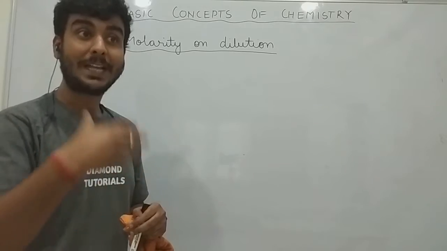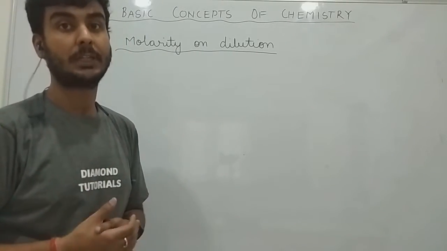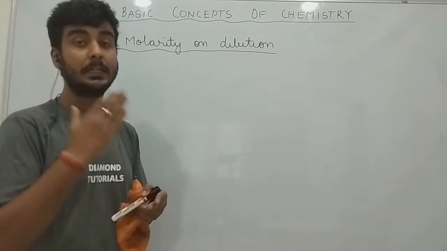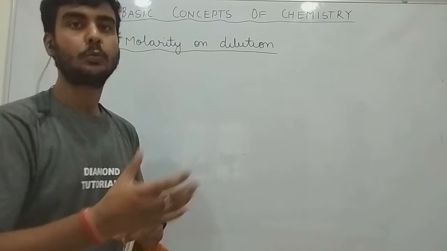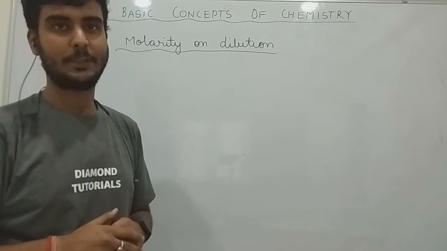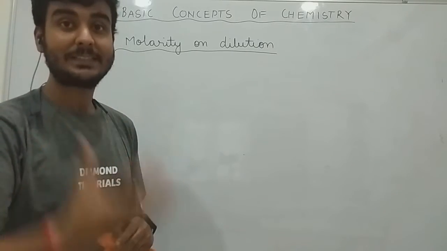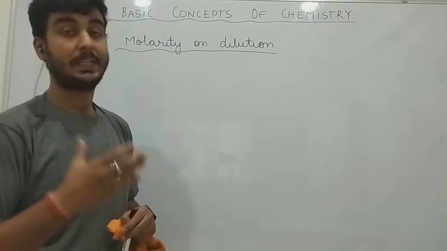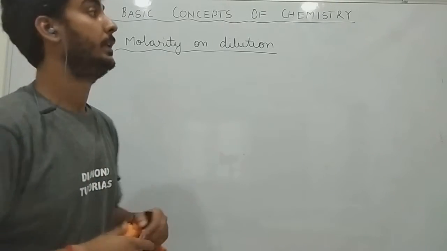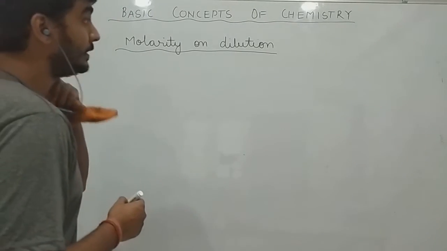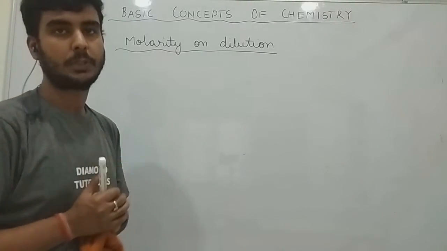So what am I doing? I am adding solvent. To what? To the solution. Which solution? The salt and water solution. So whenever you are adding some solvent to the solution, that is known as dilution. When you add excess solvent to a solution, that is known as dilution.